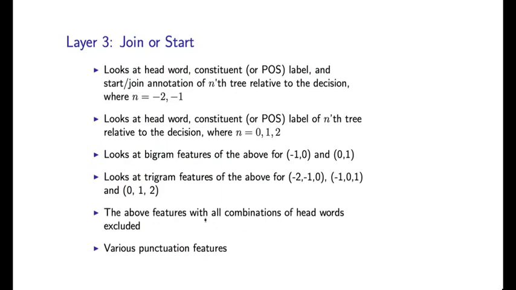Let me now give a sketch of the features used with these join or start decisions. So we can look at head words, we can look at constituent labels, we can look at start join annotations, all considering the nth tree relative to the decision being made, where n considers the previous two constituents. That's the choice that Ratnaparkhi made. So these head words are recovered using the head finding rules that we saw right at the start of the class on lexicalized PCFGs. And so we'll assume that we do have these lexical items available. They can be useful. But in addition, we can look at constituent labels, part-of-speech tag labels, and so on.